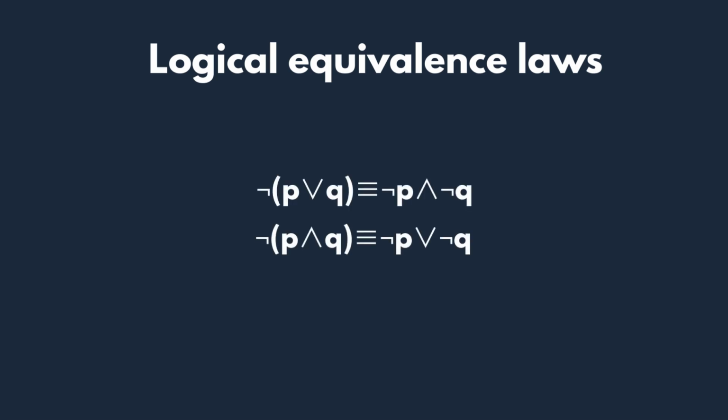One of the most important transformation tools is De Morgan's law. These laws explain how negation interacts with logical OR and AND. When negation moves inward, the connective changes and each variable is negated. De Morgan's laws are just two members of a larger family of equivalence rules. These laws allow us to rewrite logical expressions without changing their meaning.